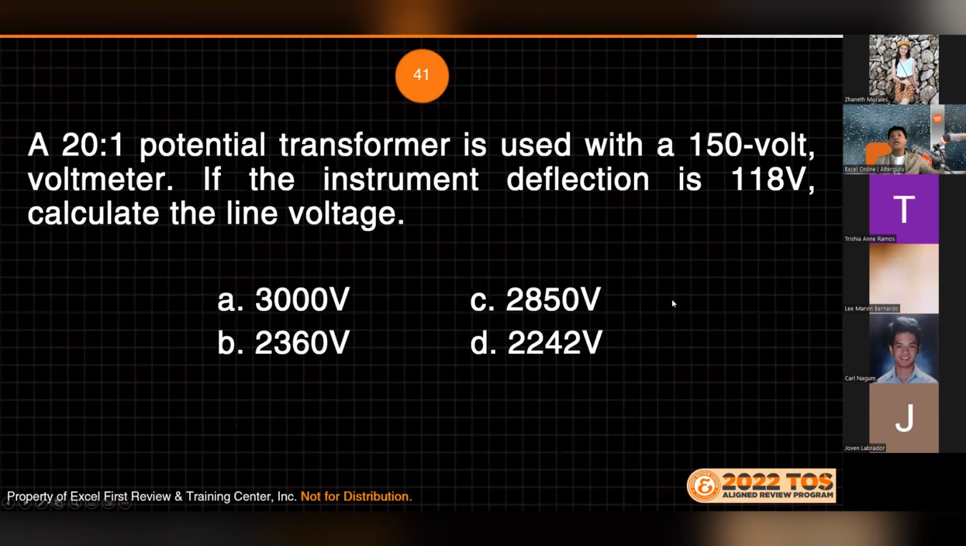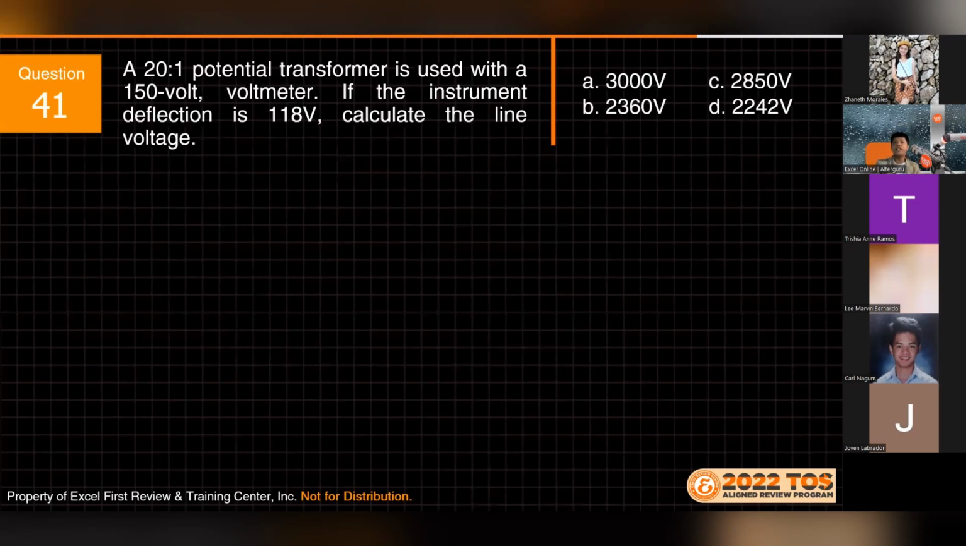Okay? Next to it, number 41, a 20 to 1 potential transformer is used with a 150 voltmeter. If the instrument deflection is 118, calculate the line voltage. Ito madali lang ito. Kung ano yan, it is what it is, no?